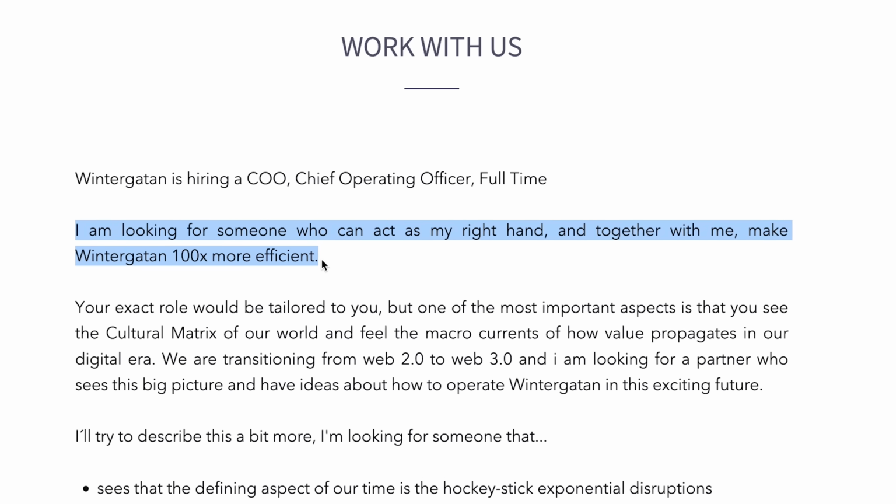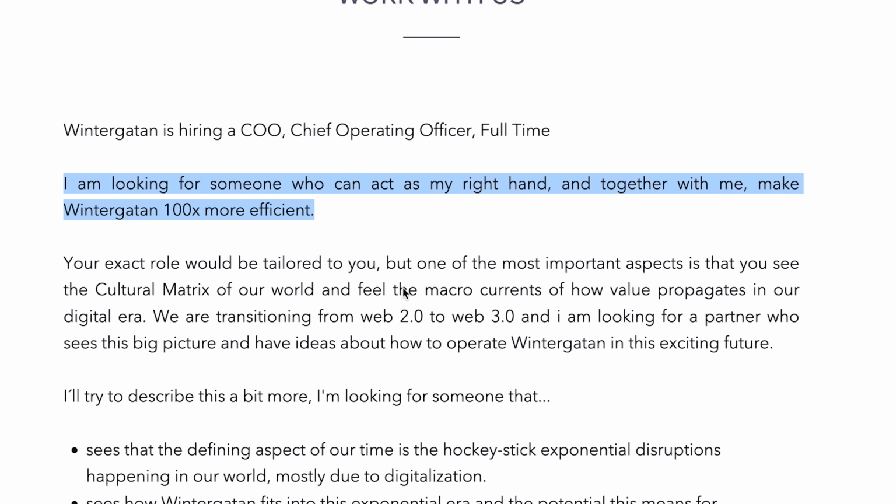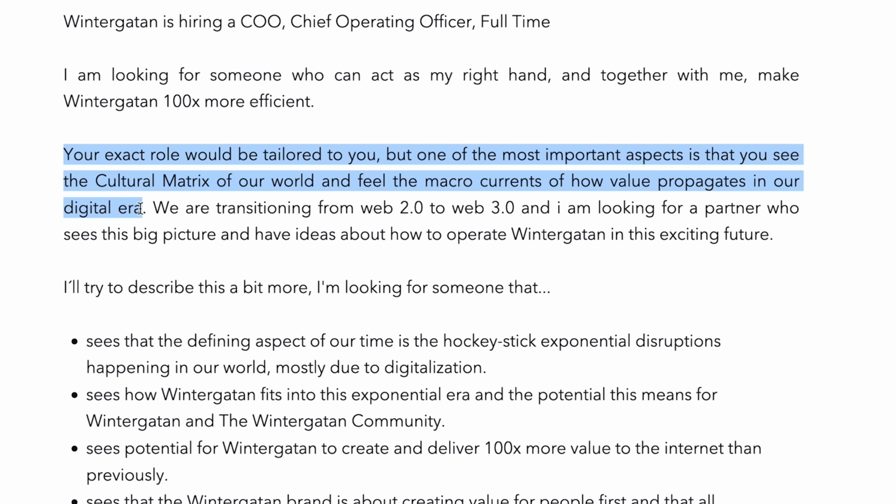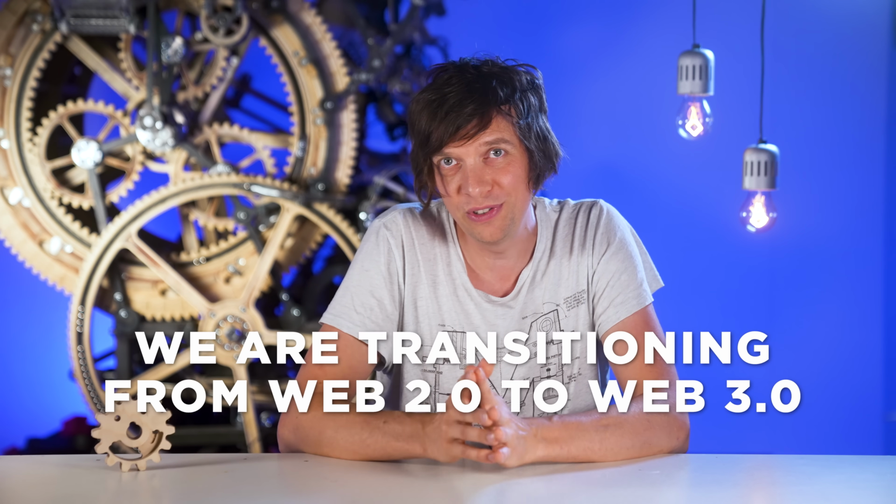In short, I'm looking for someone who can act as my right hand and together with me, make Wintergatan 100 times more efficient. Your exact role would be tailored to you, but one of the most important aspects is that you see the cultural matrix of our world and feel the macro currents of how value propagates in our digital era. We are transitioning from Web 2.0 to Web 3.0, and I'm looking for a partner who sees this big picture and has ideas about how to operate Wintergatan in this exciting future. If you are interested in working with me, please read the job listing and reach out to us.